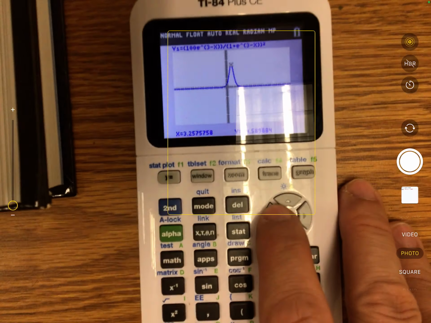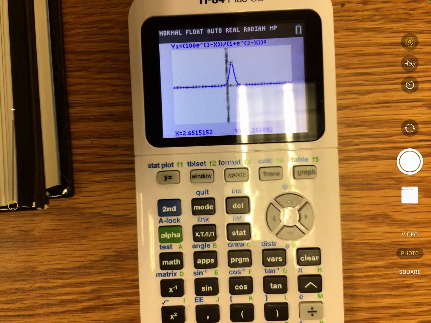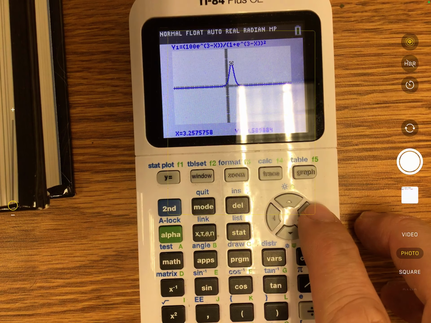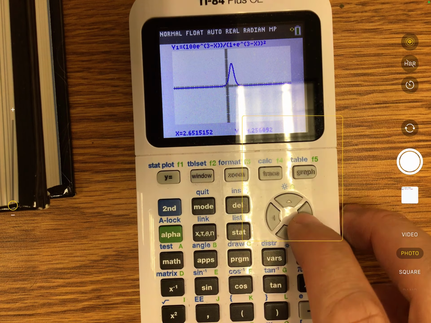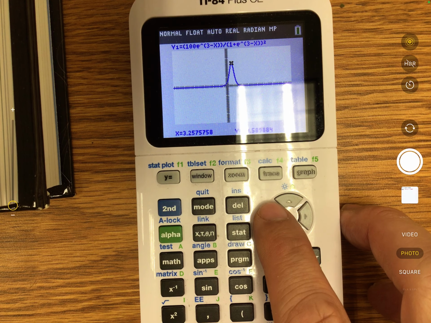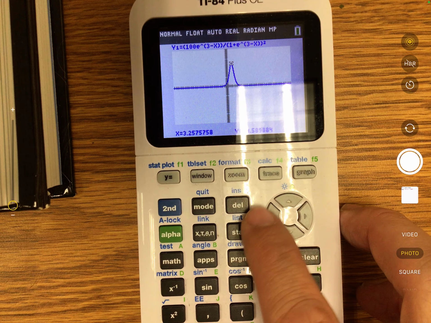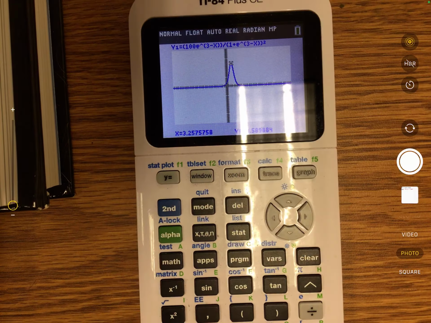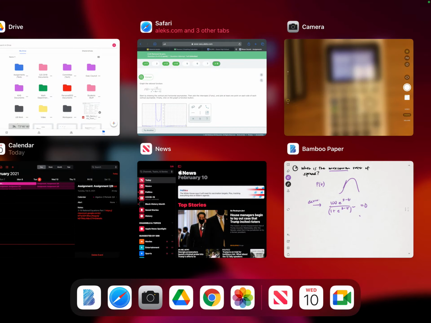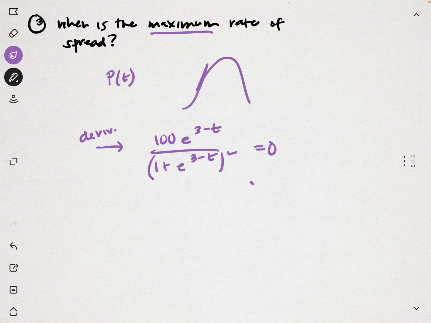Alright, well, let's just trace this and see that this point up here is about 3. Alright, it's between 2 and 3. So we're going to just say that, I'm not going to do anything fancy here. We could find the maximum, but we're going to just estimate here. And we're going to say the maximum rate of spread is at 3 days.